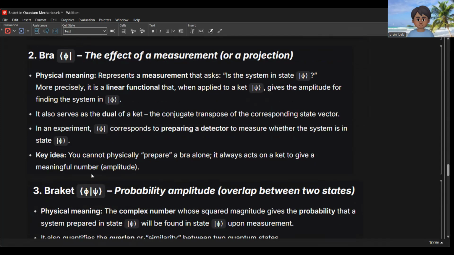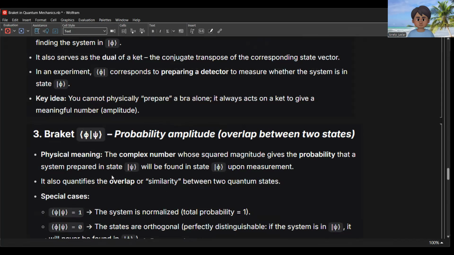The key idea: you cannot physically prepare a bra alone. You always act on a ket to give a meaningful number, the amplitude. So we have the bracket, the probability amplitude, the overlap between two states. Physically, the complex number's squared magnitude gives the probability that a system prepared in the state psi will be found in the state phi upon measurement. It also quantifies the overlap or similarity between two quantum states.